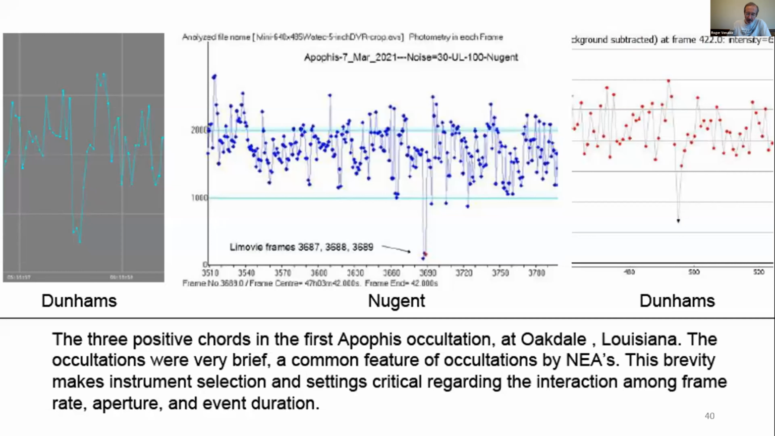As an example of an occultation by a near-Earth asteroid, this slide presents the light curves of the 3 positive occultation chords of the first Apophis occultation observed in the Iota campaign in Oakdale, Louisiana. Notice that the occultation was very brief, 3.5 frames duration here. There are 3 occultation frames and 1 of intermediate brightness. 3 frames here. I hope you can see this.